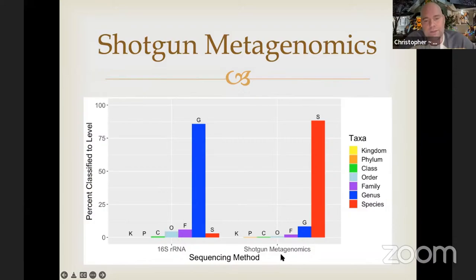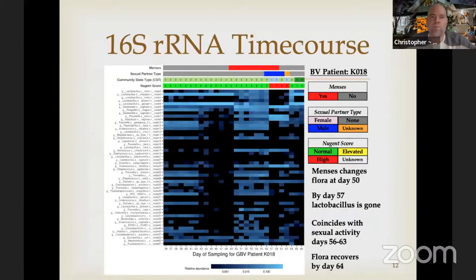But with shotgun metagenomics, if you're primarily interested in the taxonomic composition, for the majority of your reads you can get to species level or even potentially beyond to strain level. So that is a major advantage of using shotgun metagenomics. And so I'll just show you an example.